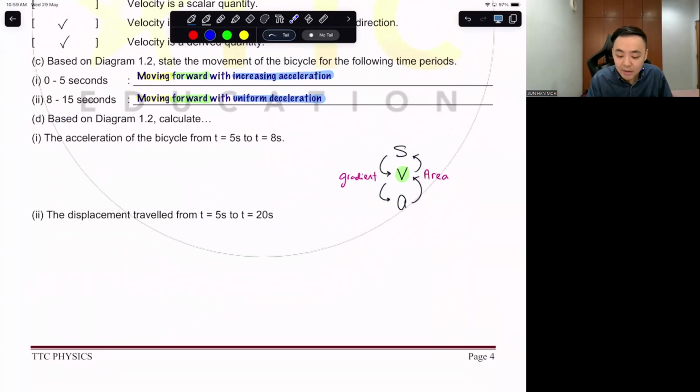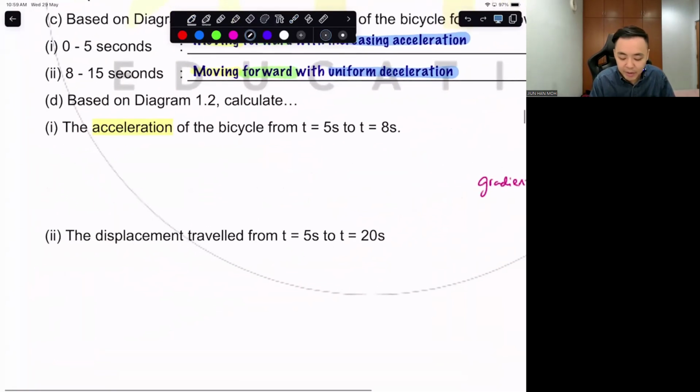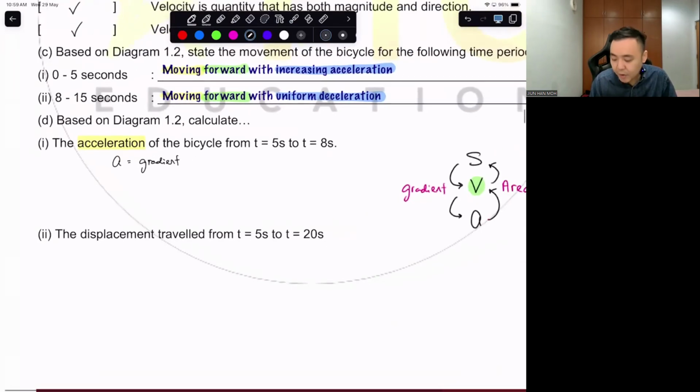Do you understand the idea? So this is the concept here. Calculate the acceleration of the bicycle. Meaning, what are we supposed to calculate? We calculate acceleration by calculating the gradient of the graph. Now, I leave it to you to calculate yourself, but follow me first.